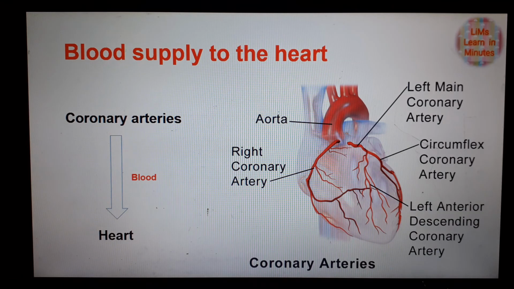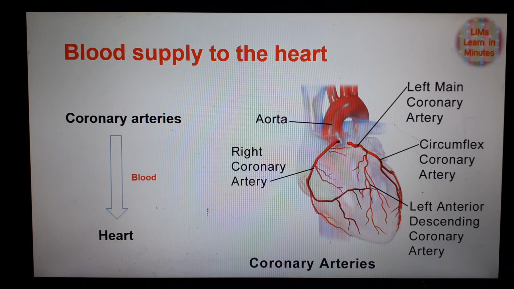Now let's have a look at the blood supply to the heart. Blood is supplied to the heart by the coronary arteries. The blood collects in the coronary sinus and is carried to the right auricle. These arteries are unique because although they are end arteries, they do not form capillaries and hence are not connected to veins. In this diagram, the detailed explanation about the coronary arteries is given.